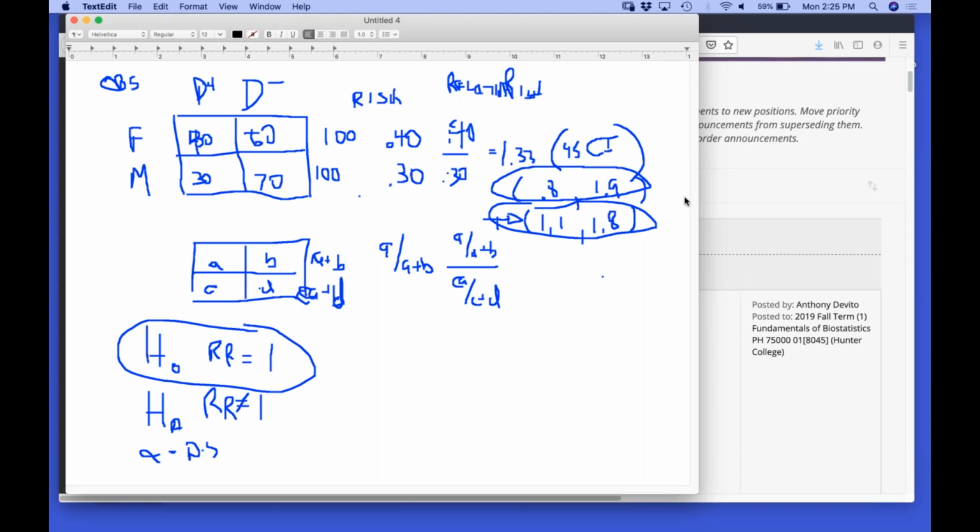So far, we've looked at chi-square, and we've invented another statistic called relative risk, which is great because it's really easy to understand. If this had been 40 and 60, and this had been 20 and 80, that would be 40% and 20%. So you'd be twice as likely to have diabetes if you're a female in this population. Really easy to understand.